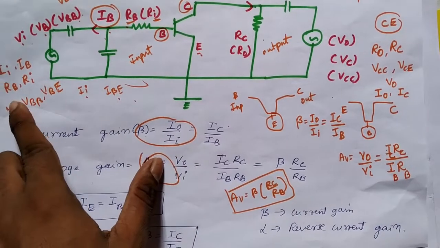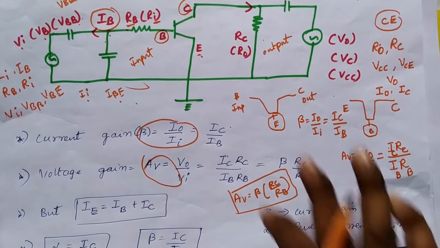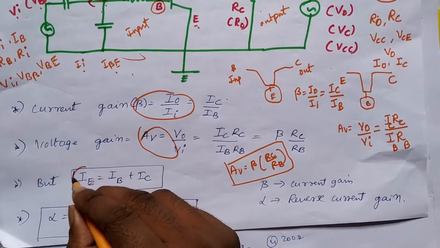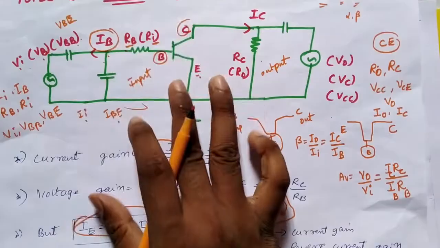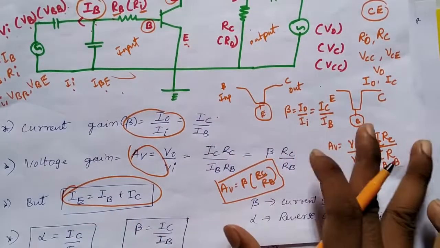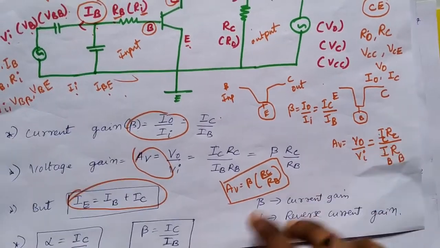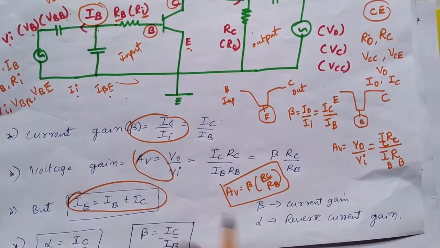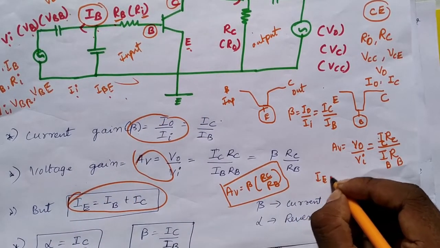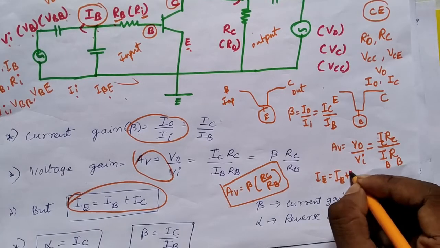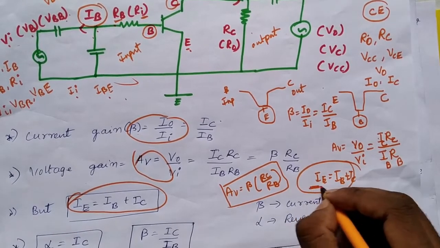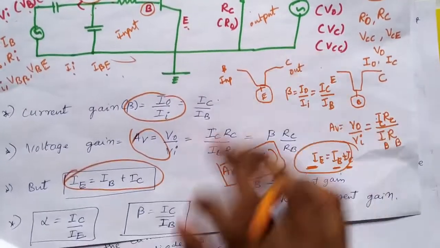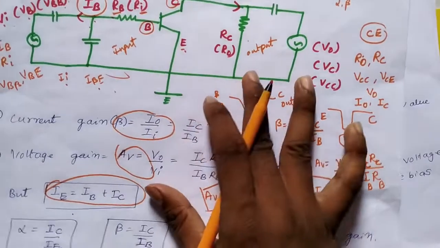Input resistance is RI or RB. And one more very important formula we have here. See, IE is equal to IB plus IC, because in the previous class I told you that the emitter is highly doped and most of the charges will be emitted from the emitter. So emitter current is always equal to base current plus collector current. You can remember it with a trick: the emitter produces current, the sum of the current moving in the base and collector. Alpha relation is IC by IE.